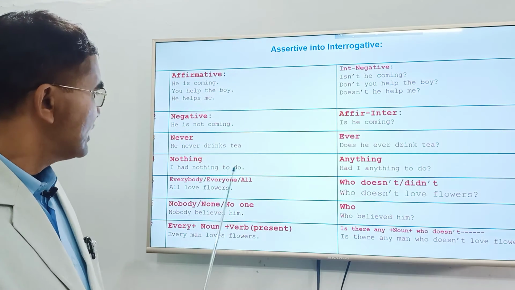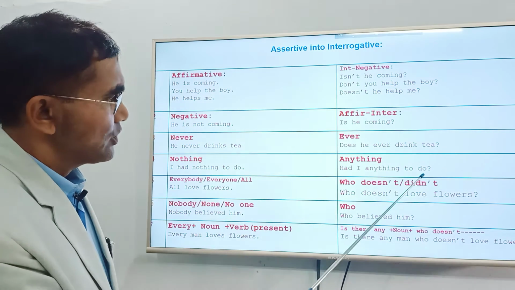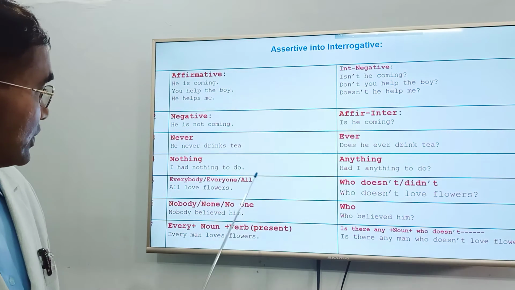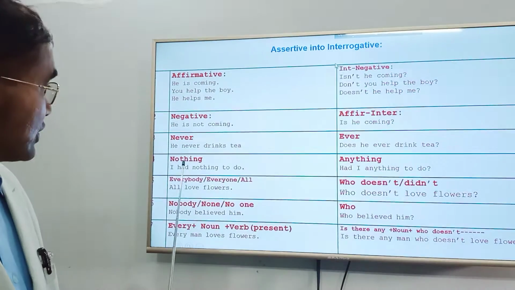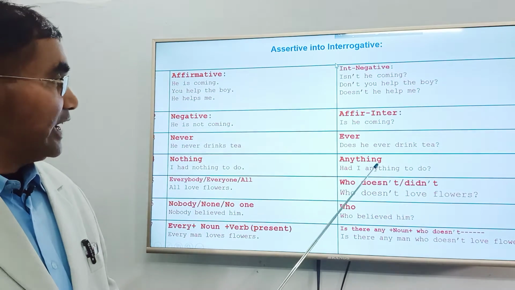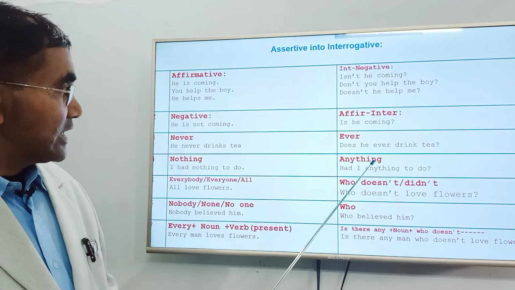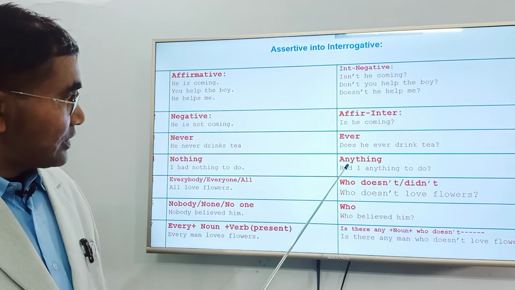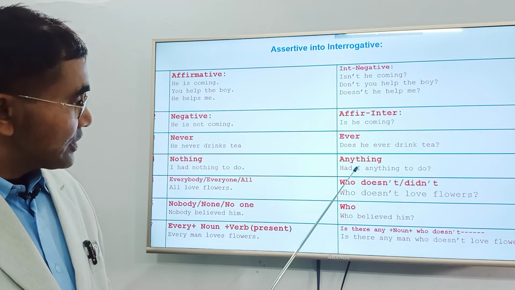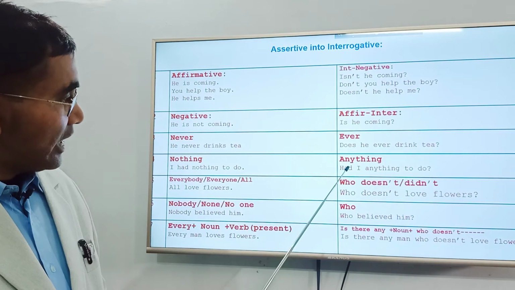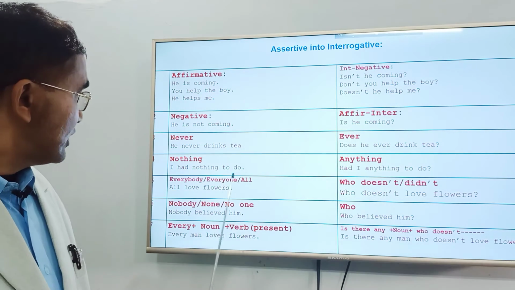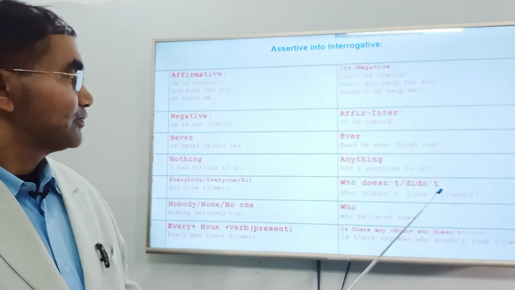I had nothing to do. Had I anything to do? So, dear friends, you can easily see that instead of nothing, we have used anything. For using anything, the sentence has become affirmative, and as the sentence is to be transformed to interrogative, we have used had at the outside of the sentence. I had nothing to do. Had I anything to do?